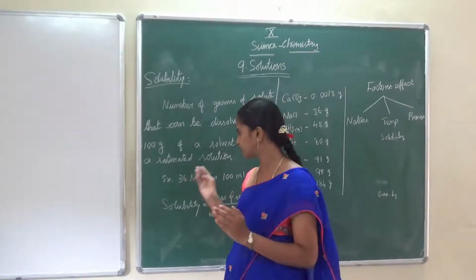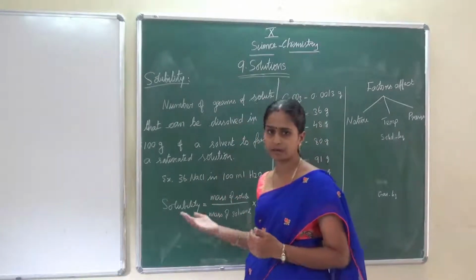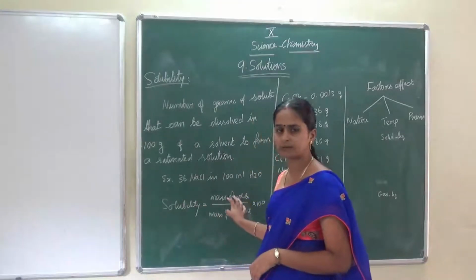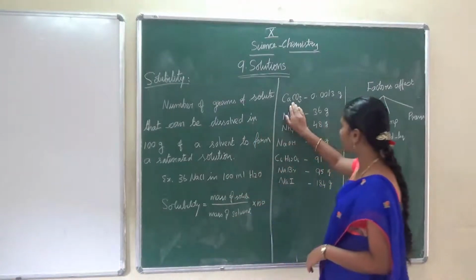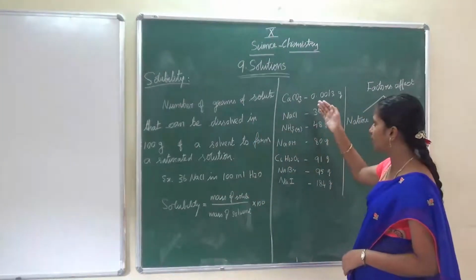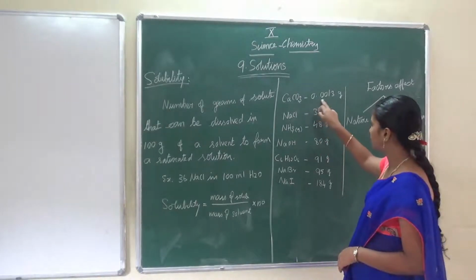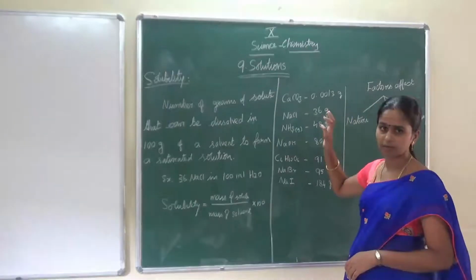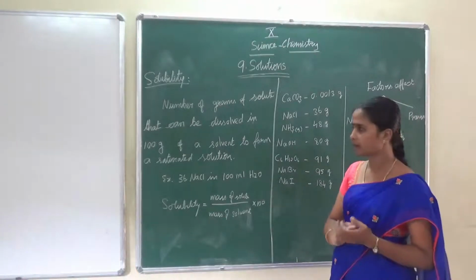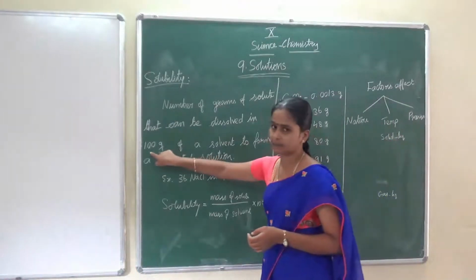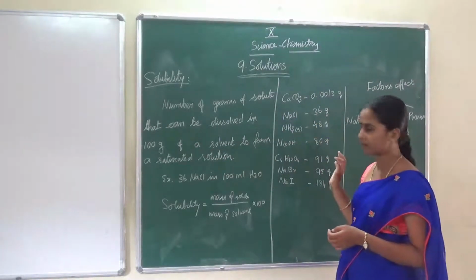For example, 36 gram of NaCl in 100 ml of water. 100 ml of water can dissolve only 36 gram of NaCl. Suppose it is calcium carbonate, then 100 ml of water can dissolve 0.013 gram of calcium carbonate. This much solid can be dissolved in 100 gram of water. So the standard solvent amount here is 100 gram, 100 ml.